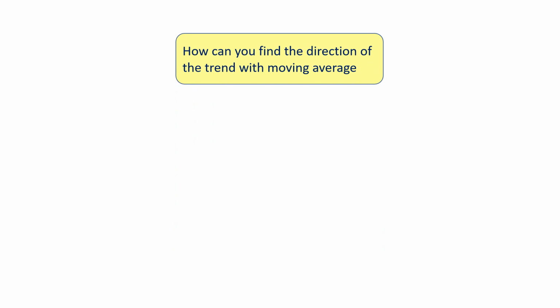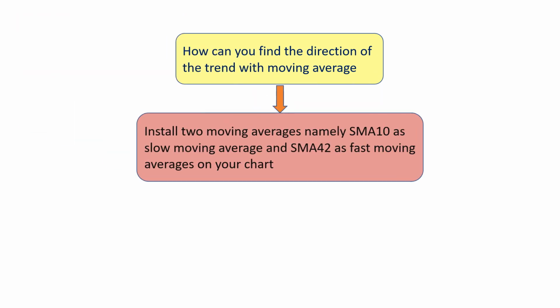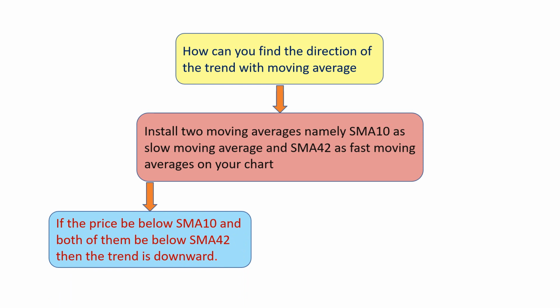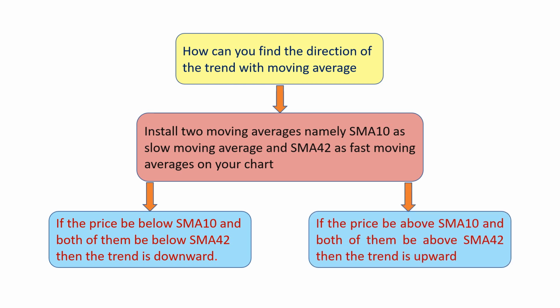How can you find the direction of the trend with moving average? Install two moving averages, namely SMA 10 as a slow moving average and SMA 42 as a fast moving average on your chart. If the price is below SMA 10 and both of them are below SMA 42, then the trend is downward. If the price is above SMA 10 and both of them are above SMA 42, then the trend is upward.